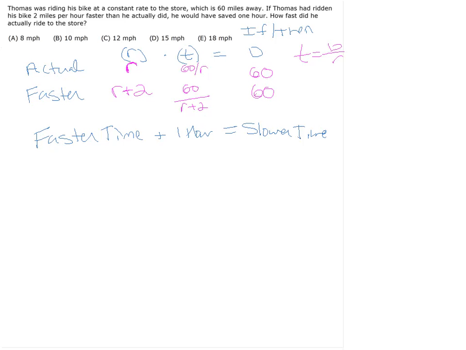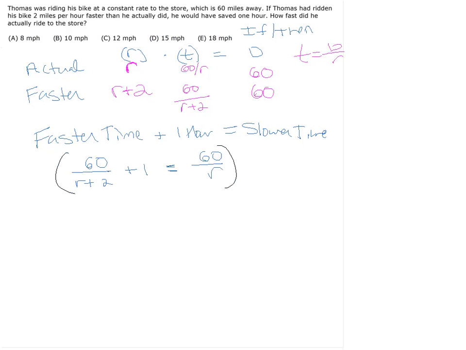Because we said the faster time was 60 over r plus 2, plus 1 is equal to the slower time, which is equal to 60 over r. Okay, so that's our equation. Now, it's really just an exercise in algebra. And our first step here is we want to get rid of the fractions. And the way to do it is to multiply by the least common denominator.